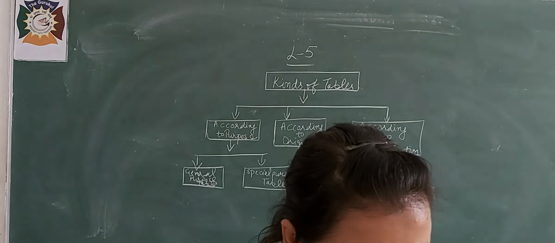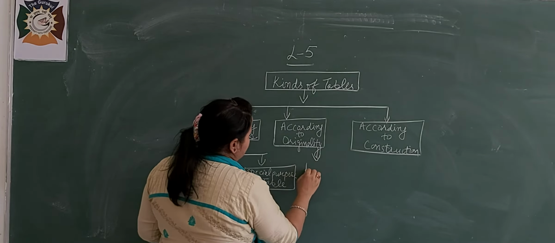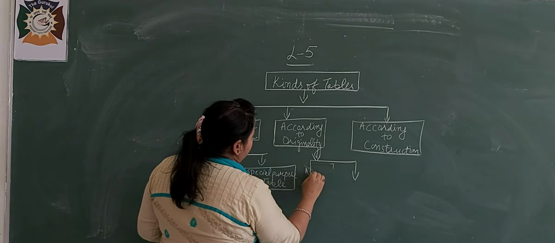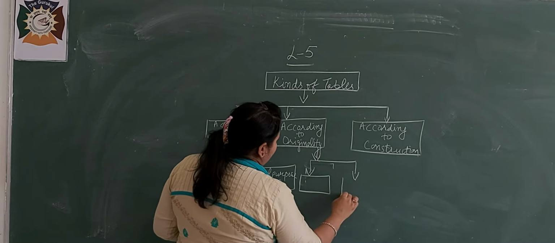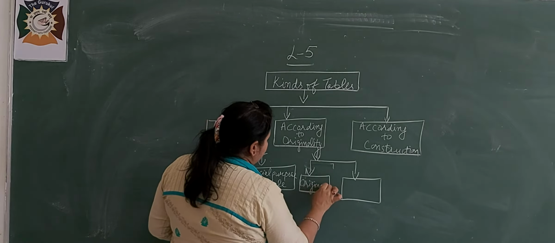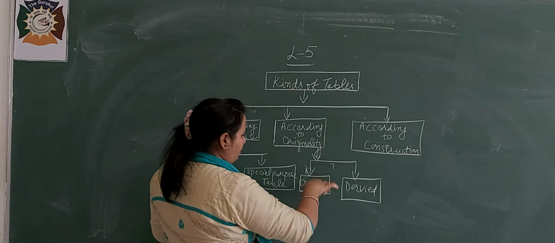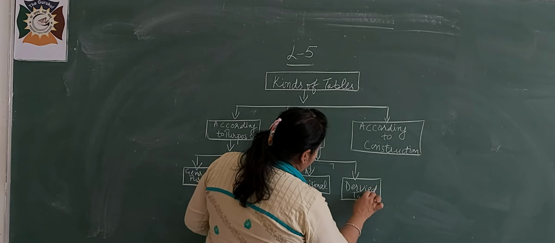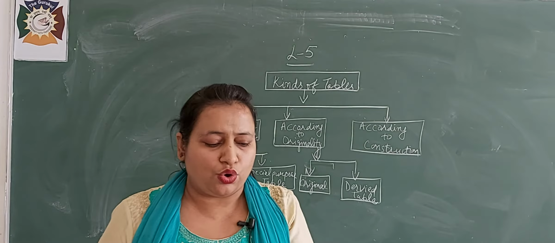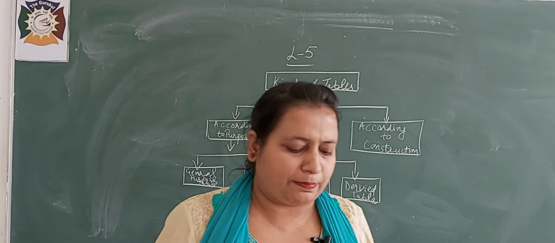Second is original table and derived table. Original table means you have taken the data, and the same data you put in that table. In a derived table you will not take the same data. Firstly you will find the ratio or percentage, then you will show it in that table.